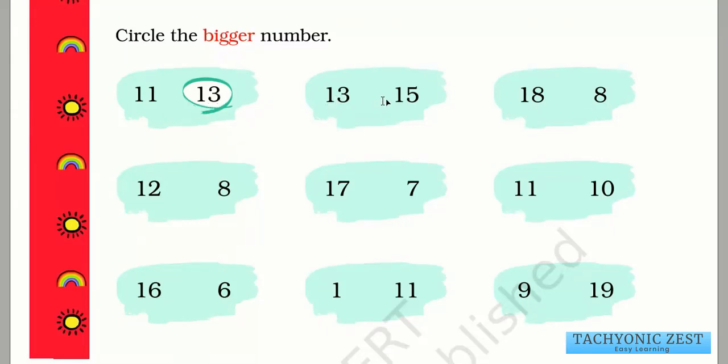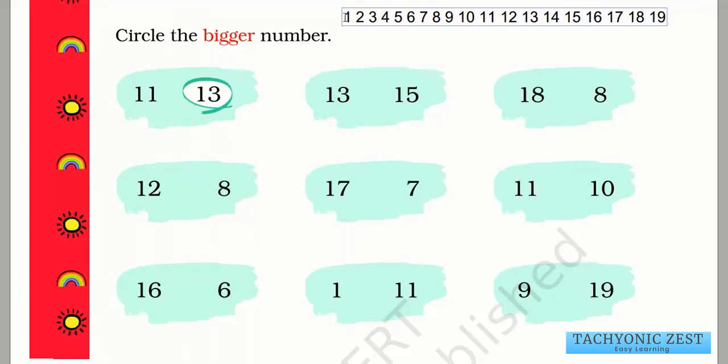Now out of 13 and 15, which is bigger? To find that, let us write all the numbers from 1 to 20 first. So 1, 2, 3, 4, 5, 6, 7, 8, 9, 10, 11, 12, 13, 14, 15, 16, 17, 18, 19, 20. Okay, so now we have written all the numbers from 1 to 20. Now we will see which number is bigger. So the number which comes later is the bigger number.